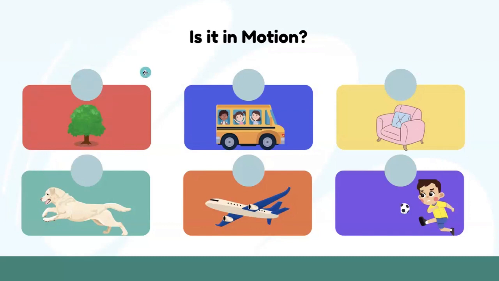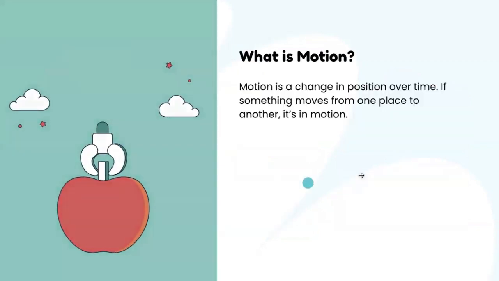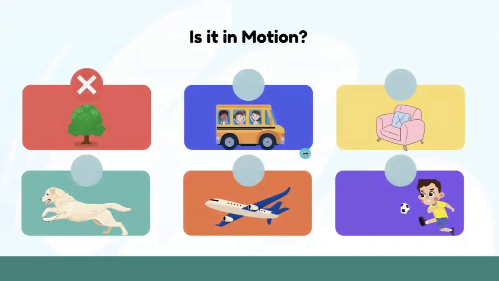Oh, you said you think it's not in motion? Okay, that is correct. The tree is not in motion. Okay. The next thing is a bus. I know you can't really see it right now, but let's say the bus is on its way to school. Would you guys say that's in motion or not in motion?